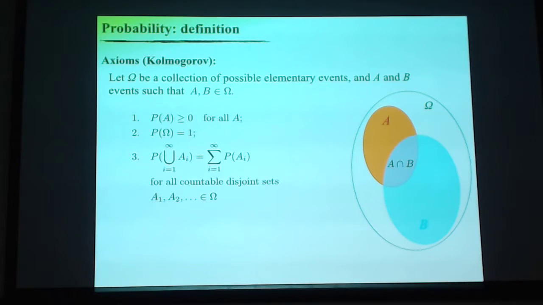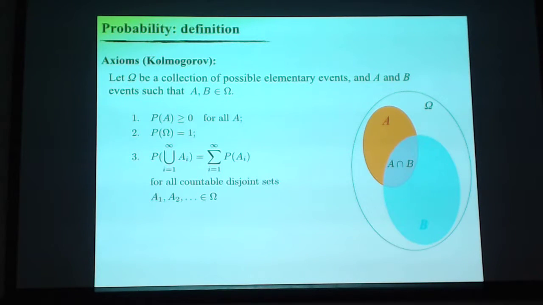The probability is the mapping of nearly every possible combination of the possible elementary events to the real numbers in a way that the probability is always non-negative. The complete omega has a probability 1, and as well for countable disjoint events, the probability of their union is equal to the sum of their probabilities. So this is sufficient to define a consistent notion of probability.